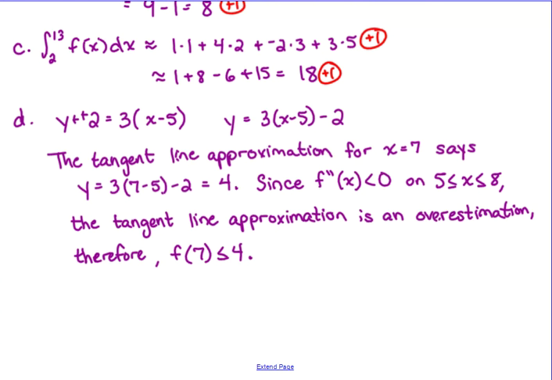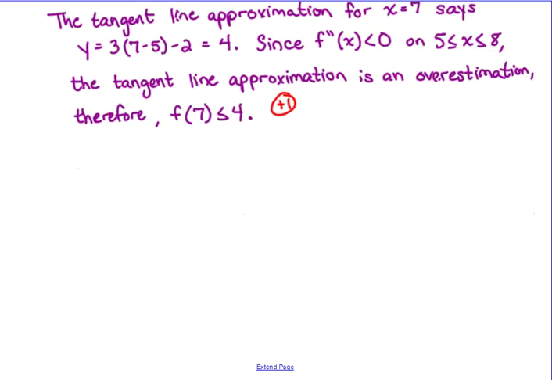Okay, so you get 1 point for the tangent line, and you get 1 point for that explanation. They explain it in a slightly different way, but essentially that's what it boils down to. Okay, so we're going to have a similar idea with the secant line here. It says use the secant line for the graph between 5 and 8 to show that f of 7 is greater than or equal to 4/3.